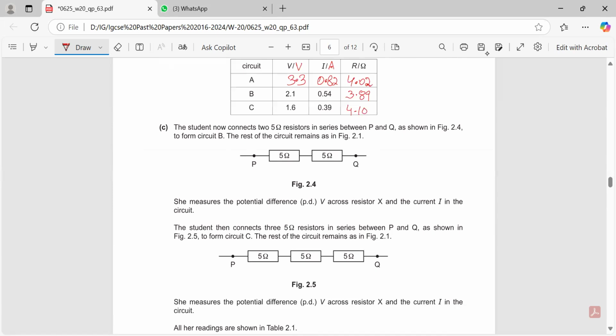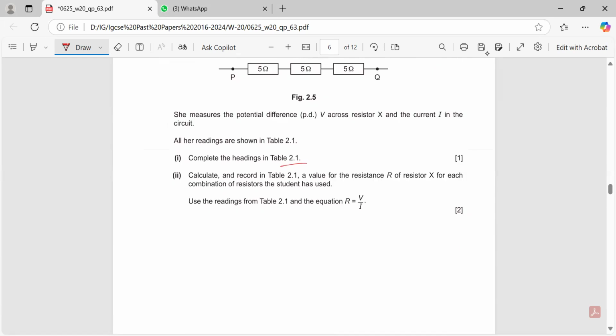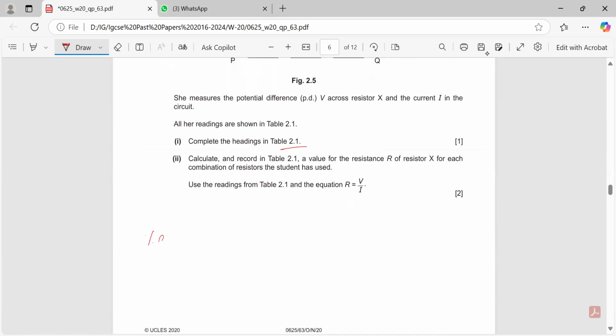So what I'm going to do, see 4.02 and 4.10, they are very near. I'm finding the percentage error between 3.89 and 4.10. And what is the method which I have told you many times already? We are going to calculate the percentage error or uncertainty: 2 times (4.10 minus 3.89) over (4.10 plus 3.89), times 100%.